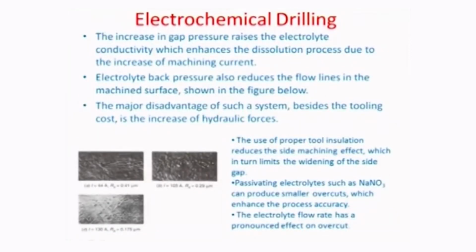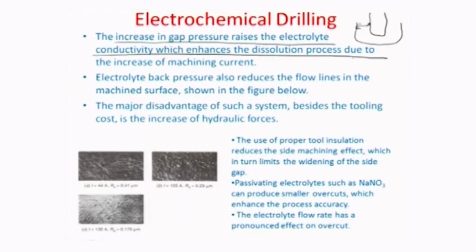Now, one thing which is important to mention here is the increase in the gap pressure, as you have seen before, between the workpiece and the tool. This gap raises the electrolyte conductivity and it enhances the dissolution process due to an increase in machining current, naturally, because the gases are no longer getting trapped here. There is a back pressure and the gas gets diffused away from the electrolytic system, and you are assuming that you are flowing the electrolyte under the back pressure from the side to the center.